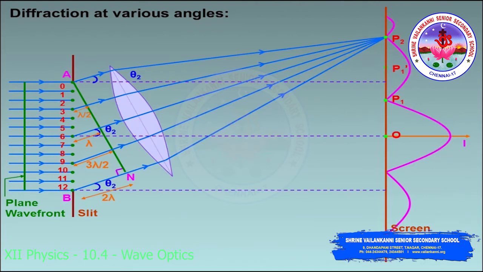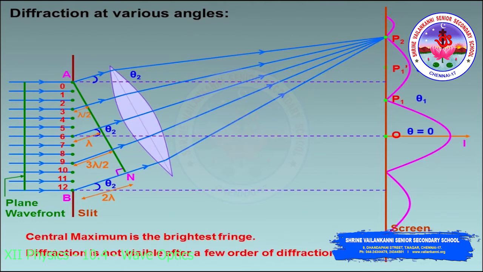What we explained with the different structures, right? Diffraction structures we have explained. So all together we are seeing through this the variation of intensity with the angle in single slit diffraction, right? So from this we can understand the central maximum is the brightest fringe. The diffraction is not visible after a few orders of the diffraction, right?